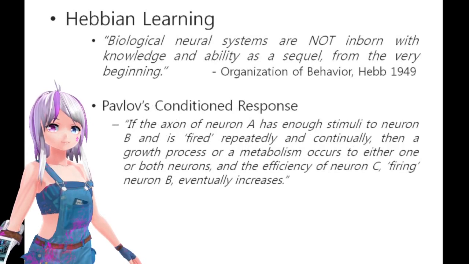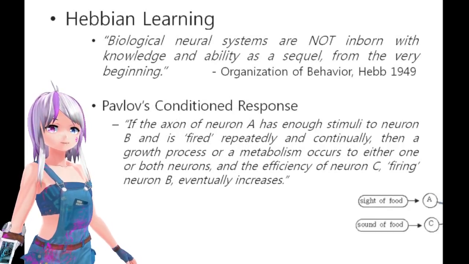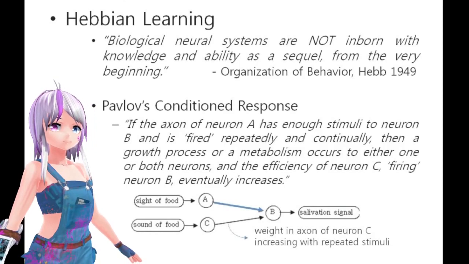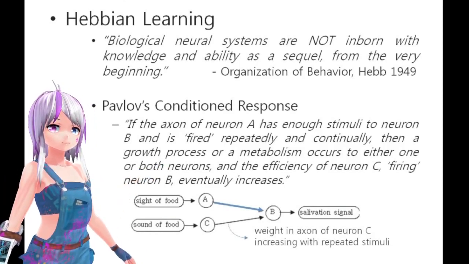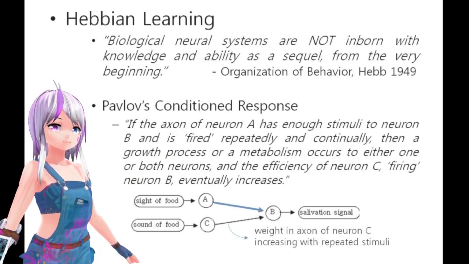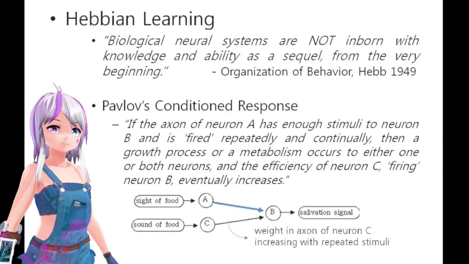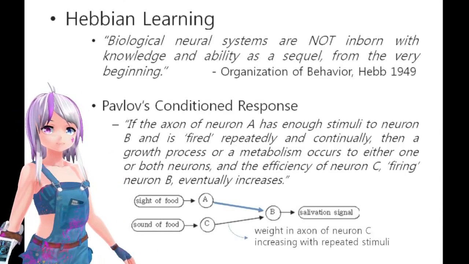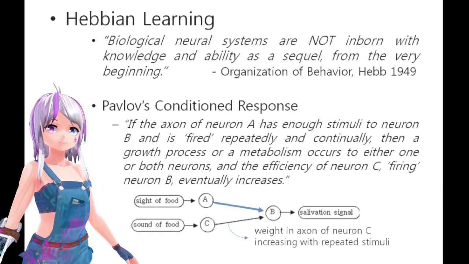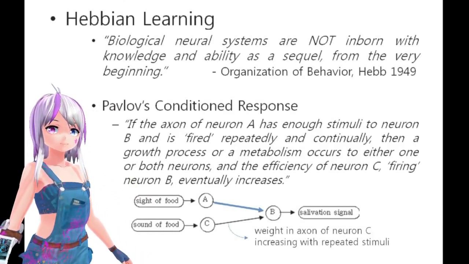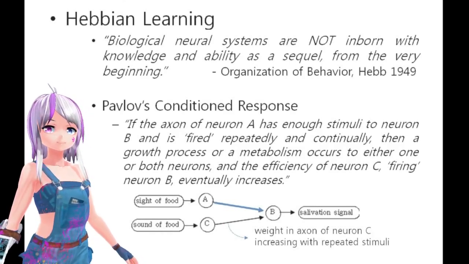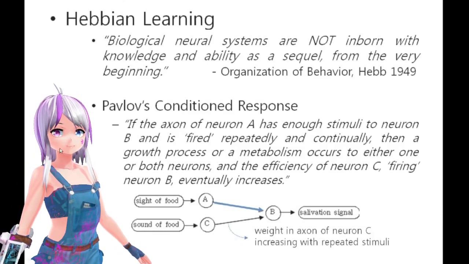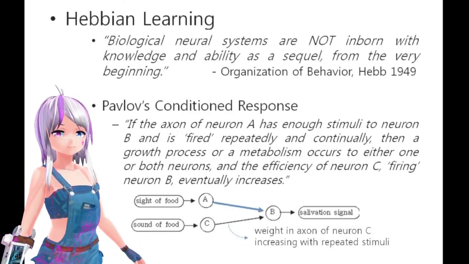Here we have Pavlov's conditioned response. In Pavlov's conditioned response, we have the sight of food and the sound of food. We have actual food, and at the same time a sound, a bell, for example. Then the dog learns: I'm hungry, and as I eat this dog food, I hear the sound. As time passes with the learning process, the dog learns that when he hears the bell sound, he salivates. So if the axon of neuron A has enough stimulus to neuron B and fires repeatedly and continually, then a growth process or metabolic change occurs in either one or both neurons.